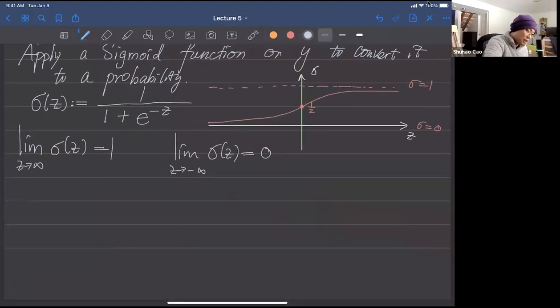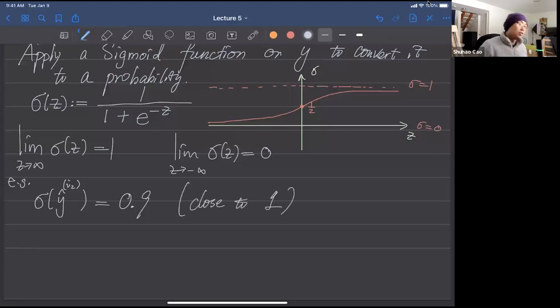So for example, say we have our sigma y hat of the i2 sample is maybe 0.9, okay? So this is, by the way, close to 1. So we use this number to classify. If it's closer to 1, we assign its class to 1, okay?